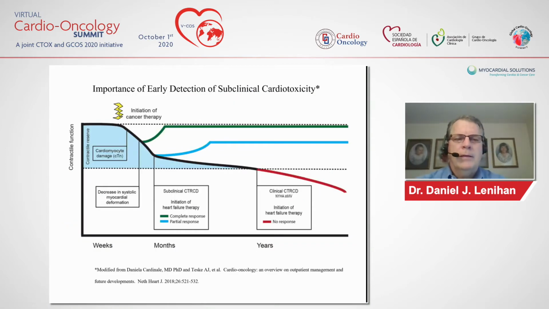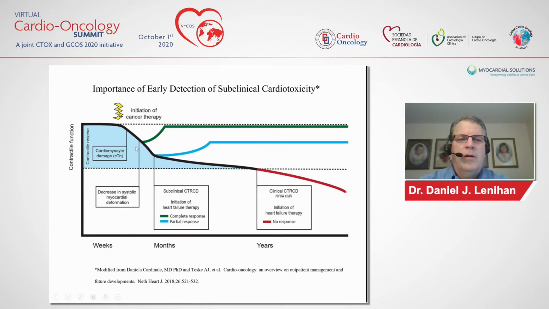If we look at the detection of cardiotoxicity, this figure highlights where we would like to detect a problem such that we could improve upon it. So if you imagine an assessment of contractile function or left ventricular function in a patient is normal, as they undergo the initiation of cancer therapy, there may be some decrement in their cardiac function. But if we identify that very early, we can institute cardioprotective medications to return it to a baseline value, and that's the green line here.